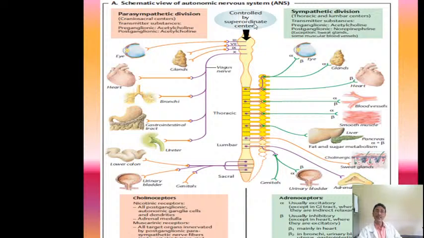Now see, what are the cranial nerves which have this? The third cranial nerve, the seventh cranial nerve, the ninth cranial nerve and the 10th cranial nerve. So 3, 7, 9 and 10 is the cranial part of the parasympathetic division, and the sacrum comes from S1 to S5. So this is the sacral part. Together this craniosacral outflow is the parasympathetic supply.